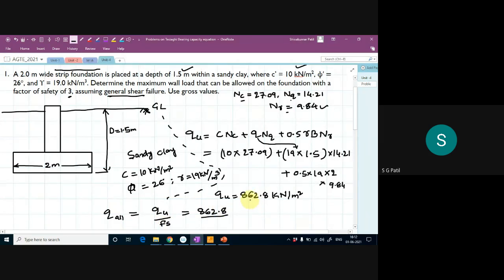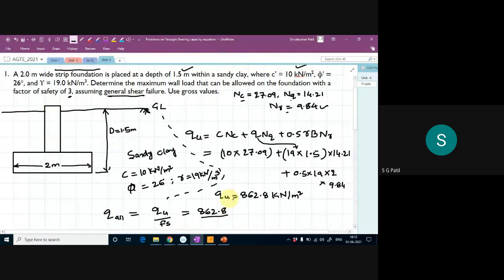See, if you apply this much load, 862.8 kilonewton per meter square, on this foundation, then it is going to fail. That's why I have to reduce this by applying some factor of safety. So I will assume a factor of safety of 3. That's what Q allowable means, the allowable load applied on the foundation.